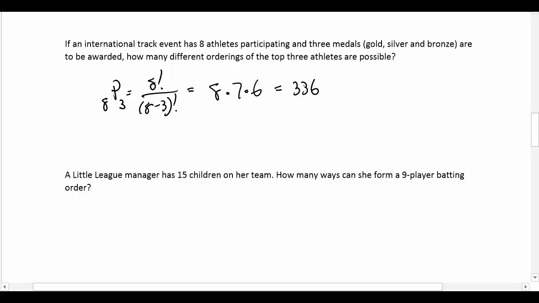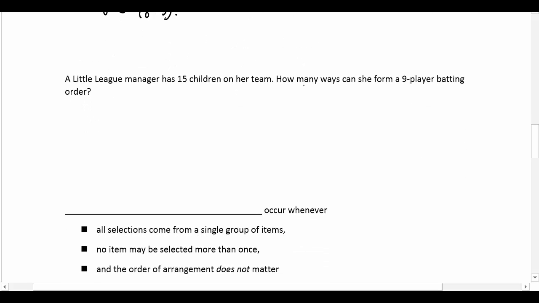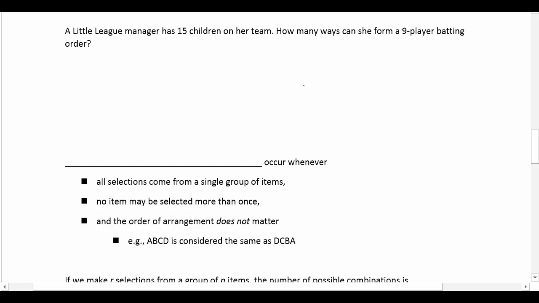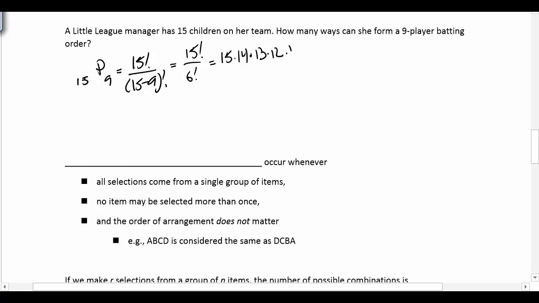All right, a Little League manager has 15 children on her team. How many ways can she form a 9-player batting order? So this would be 15 permutation 9, which equals 15 factorial over 15 minus 9 factorial. So that's 15 factorial over 6 factorial. So using our little shorthand notation, that's just 15 times 14 times 13, 12, 11.